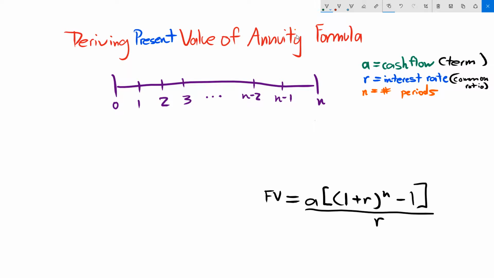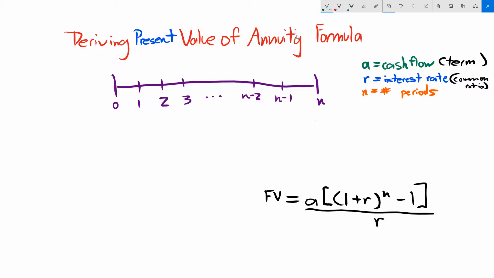Hello, in this video we're going to talk about how to derive the present value of an annuity formula. I'm going to talk about present value, and then there's a spreadsheet that is a calculator for present value that you can use in the description below, and that will be a time saver for you. So let's talk about present value.